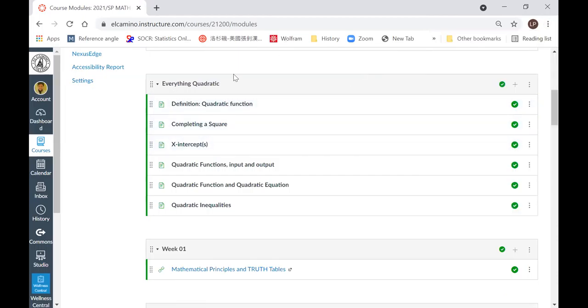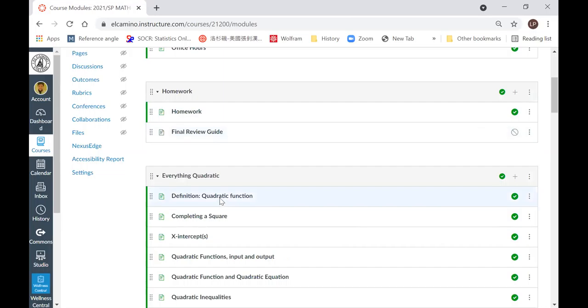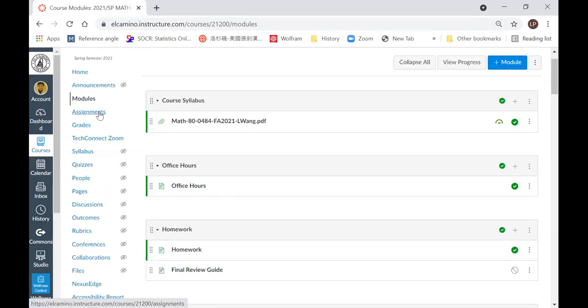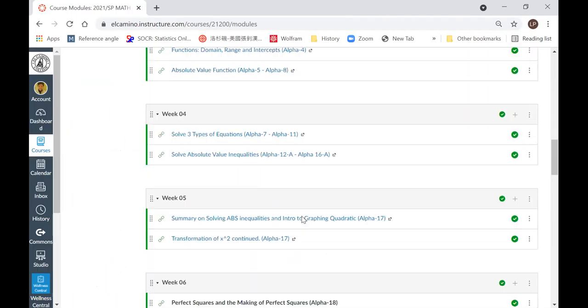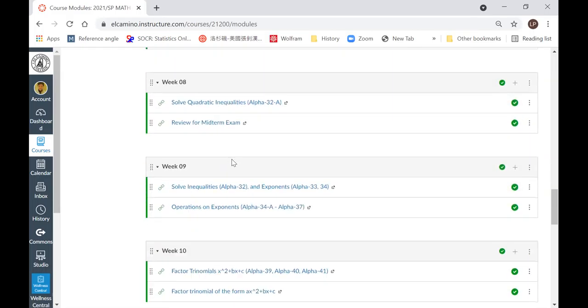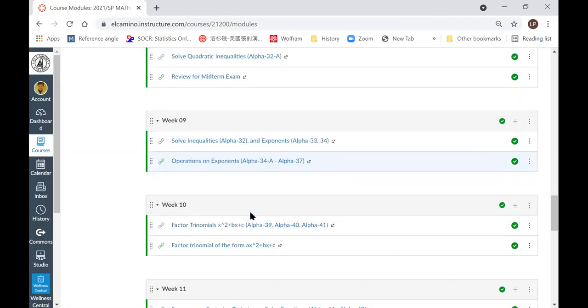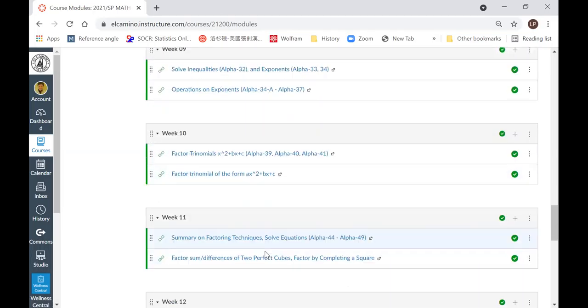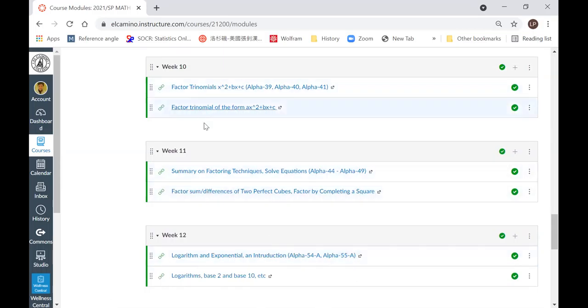For example, did you guys see that? This material covers from week number 5 all the way up to week number 9, even longer. Let me tell you what this material addresses. If you look at the modules from week number 5 all the way to number 8, number 9, and then number 10, number 11, this topic addressed so many things.